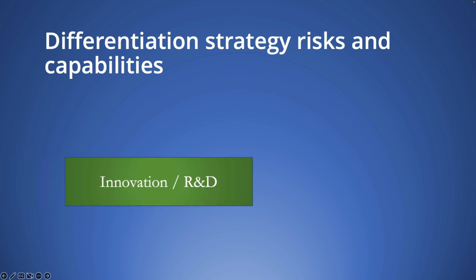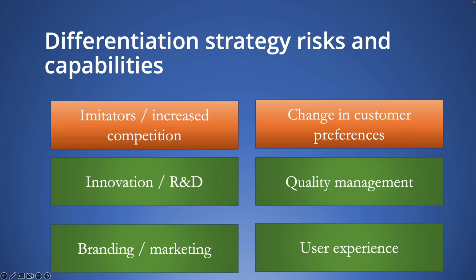Finally, there can be a change in customer preferences. Changes in social attitudes or a new technology might diminish the demand for the product. For example, the iPhone killed the market for BlackBerry and others. Again, it is those same competencies that can help mitigate those risks in a differentiation strategy.